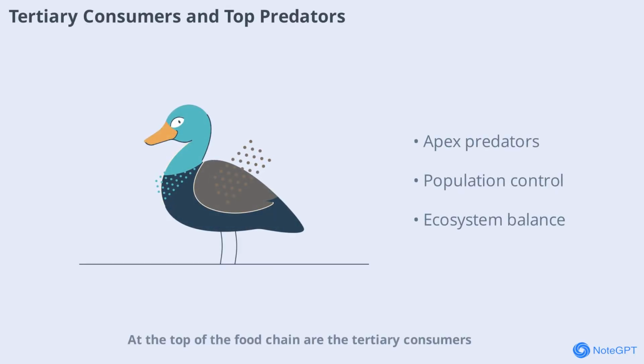At the top of the food chain are the tertiary consumers, often known as apex predators. These animals, like eagles, sharks, or lions, have few or no natural enemies. They play a key role in maintaining the health of ecosystems by controlling the populations of other animals. Without top predators, certain species could become too numerous, leading to imbalances. Tertiary consumers are the final link in the food chain, but their influence is felt throughout the ecosystem.